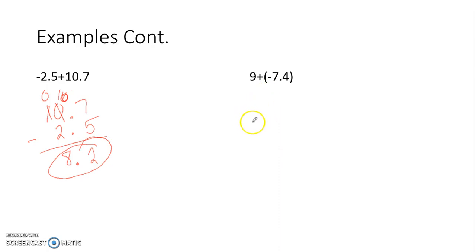Alright, it's the same type of thing over here. So 9 plus negative 7.4. So we know that it's a positive plus a negative, so we have to subtract. So 9, and we're going to put 0.0, minus 7.4.